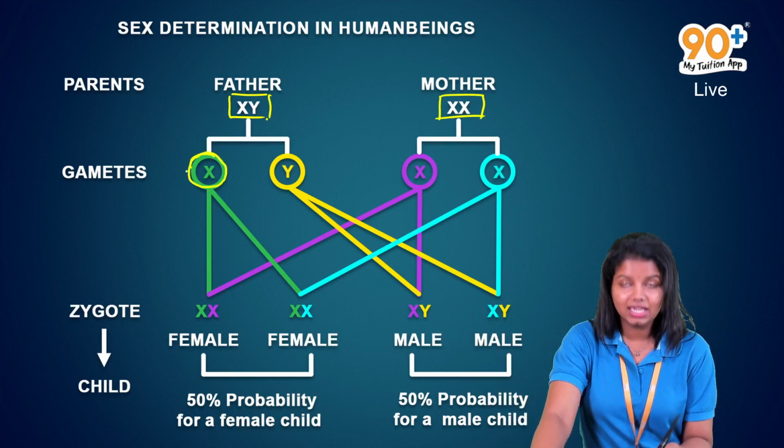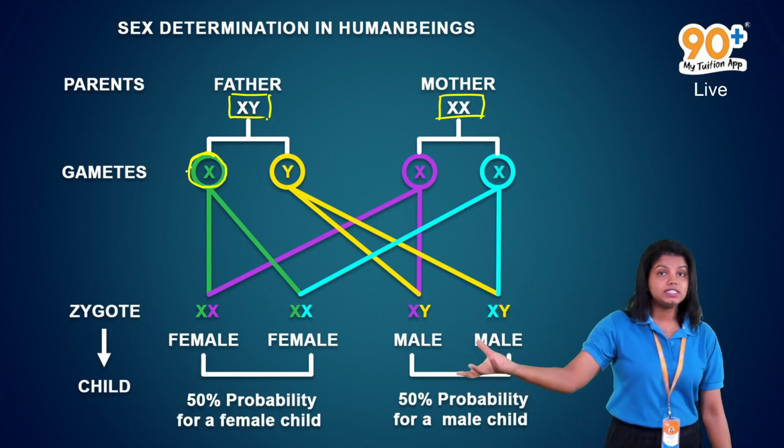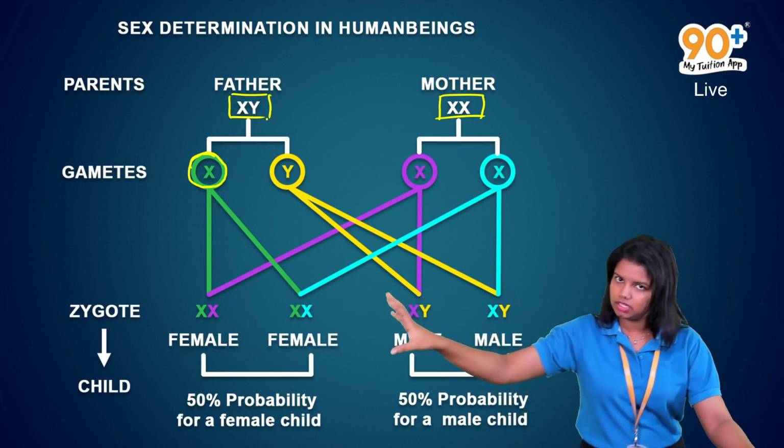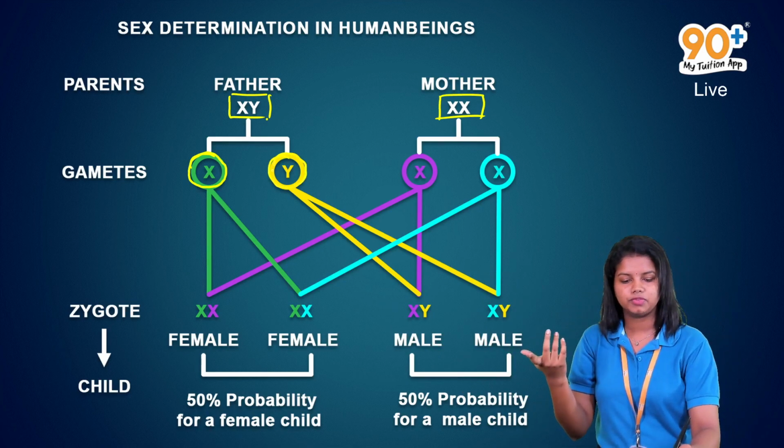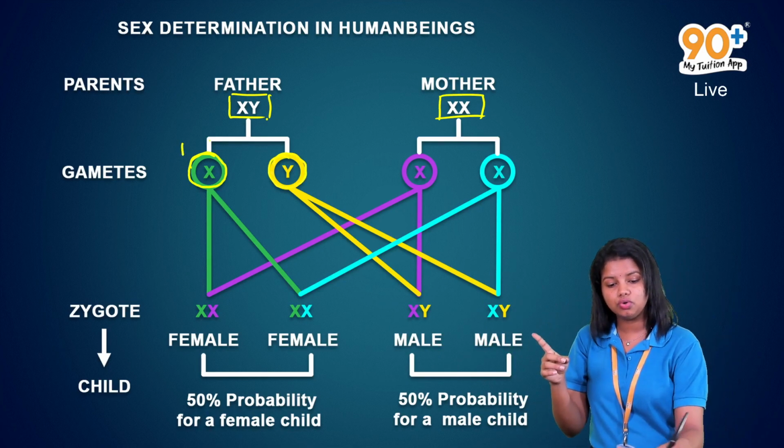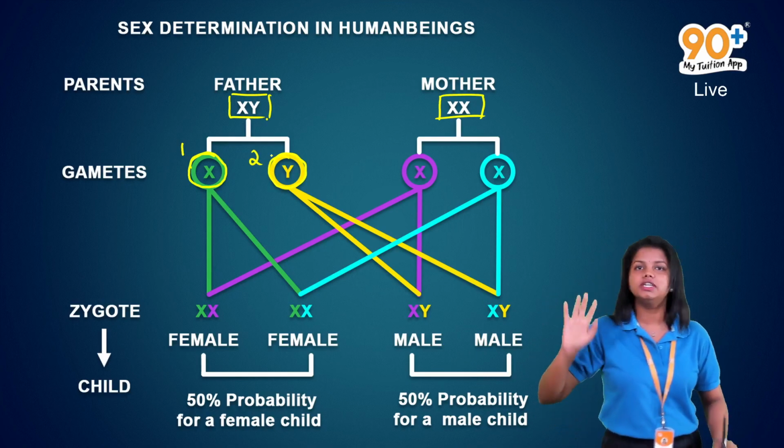Here you can see the father can produce X type sperm. And the father can also produce Y type of sperm. So the father can produce two types of gametes from his body.